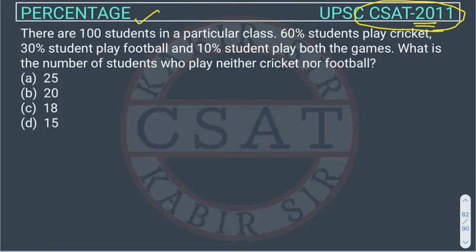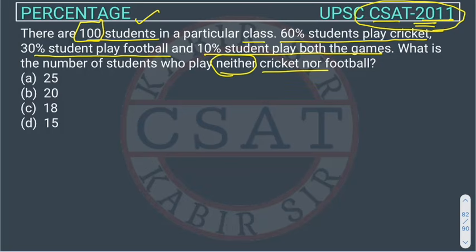So this question is asked in UPSC Civil Services Exams paper CSET in 2011. So the question is, there are 100 students. In a particular class, 60% students play cricket, 30% students play football, and 10% students play both the games. Right? What is the number of students who play neither cricket nor football? So we will solve it through Venn diagram method. That's the easiest method, right?